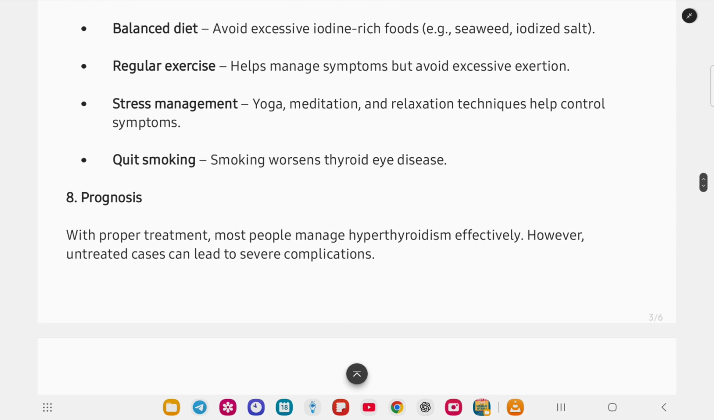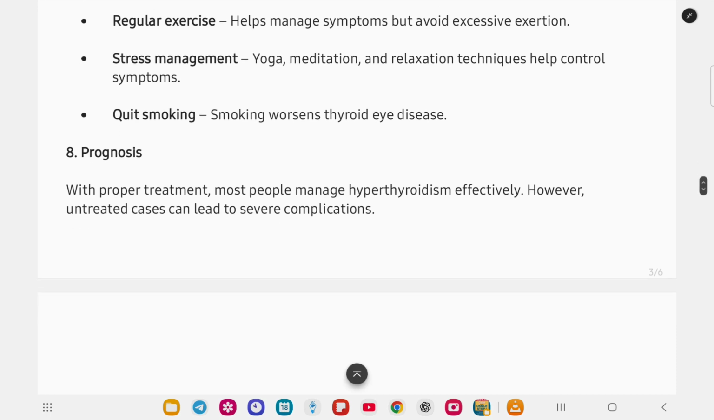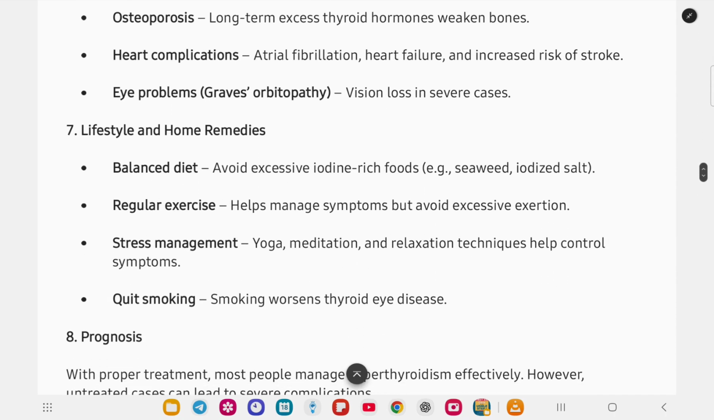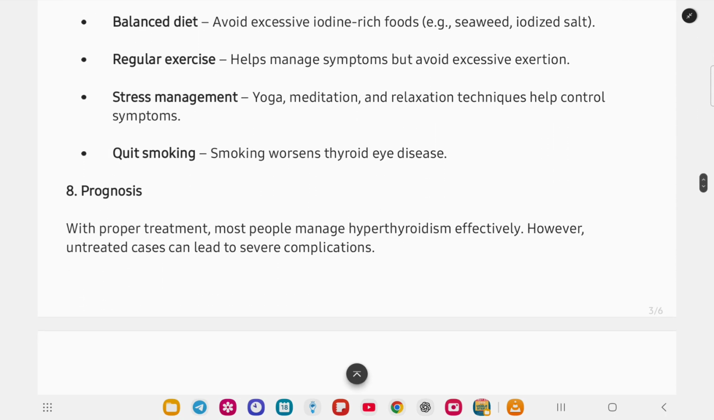And prognosis. With proper treatment, most people manage hyperthyroidism effectively. However, untreated illness can lead to severe complications, which we just saw here. So, thank you. This is the video on hyperthyroidism. This is a short, brief, and concise video. It will be useful to revise hyperthyroidism in a short and easy way.